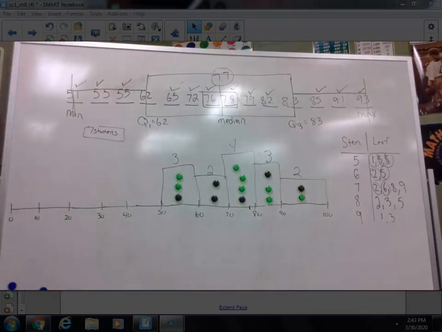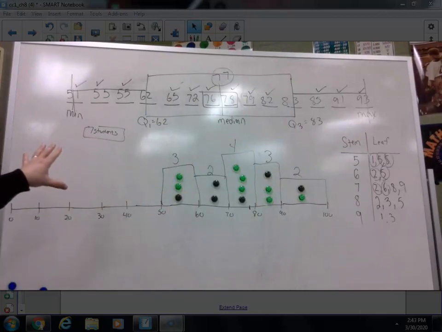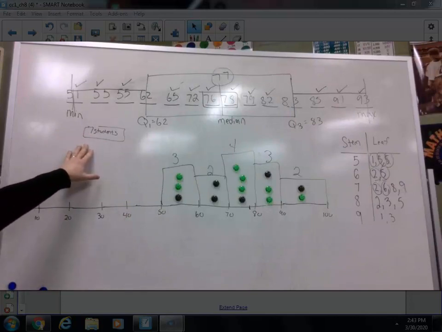Okay? So our answers can vary for this question, but it's most likely that either the stem and leaf plot or the box plot is going to help us figure this out. So if it was 7 students out of 14, that's 50% of our students.